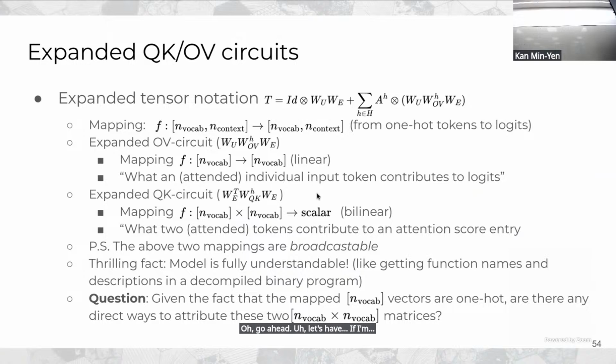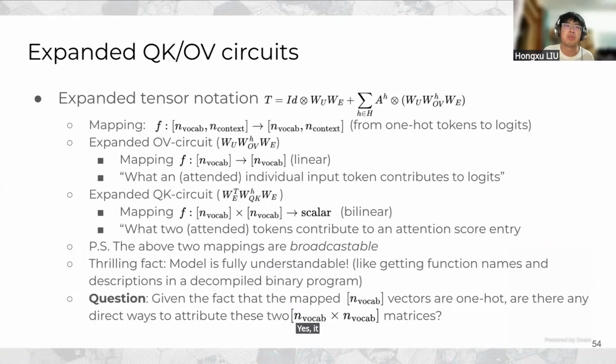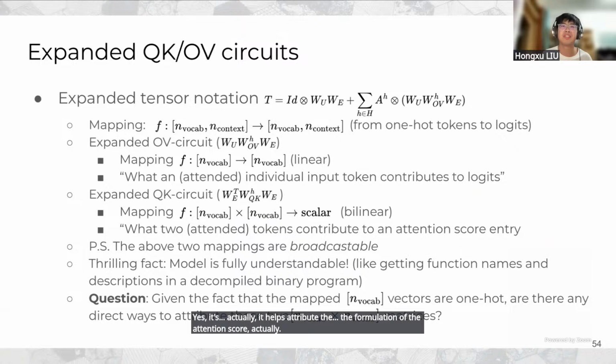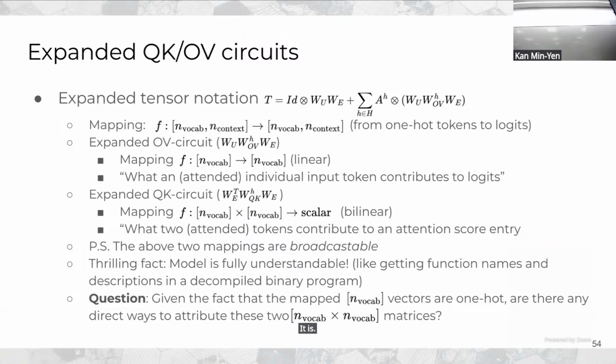If I'm understanding correctly, the QK circuit helps attribute the output to a query and a key. Yes, it helps attribute the formulation of the attention score, actually. Then may I ask, I don't understand a lot of things, but what does the OV circuit do then?